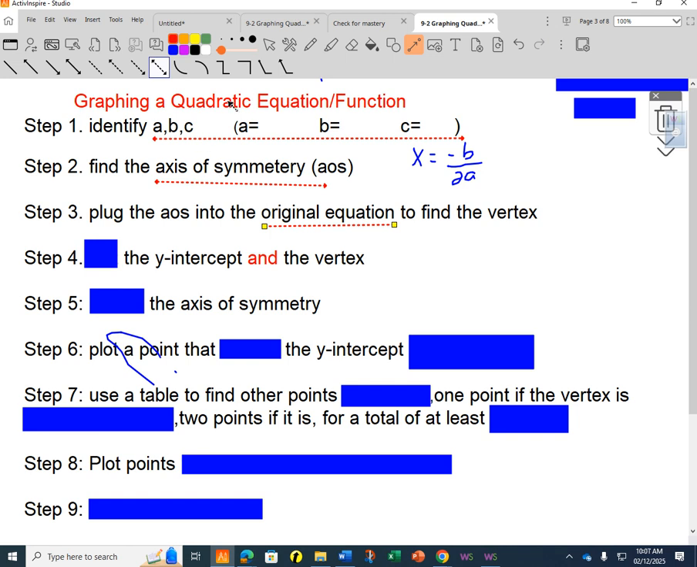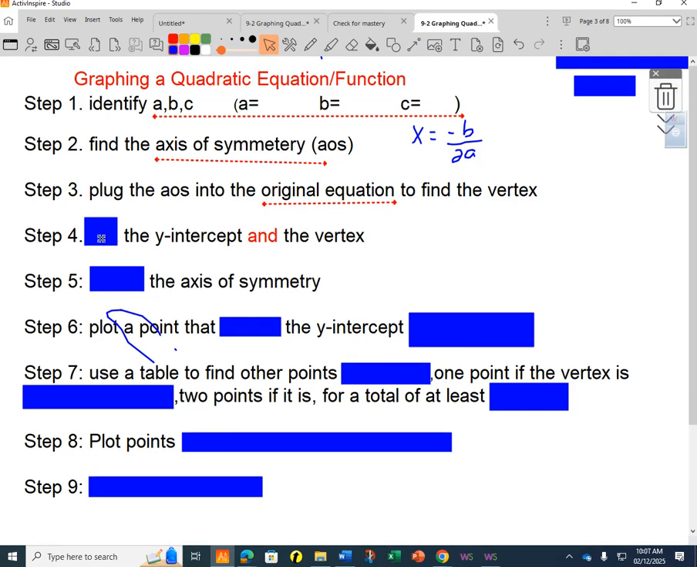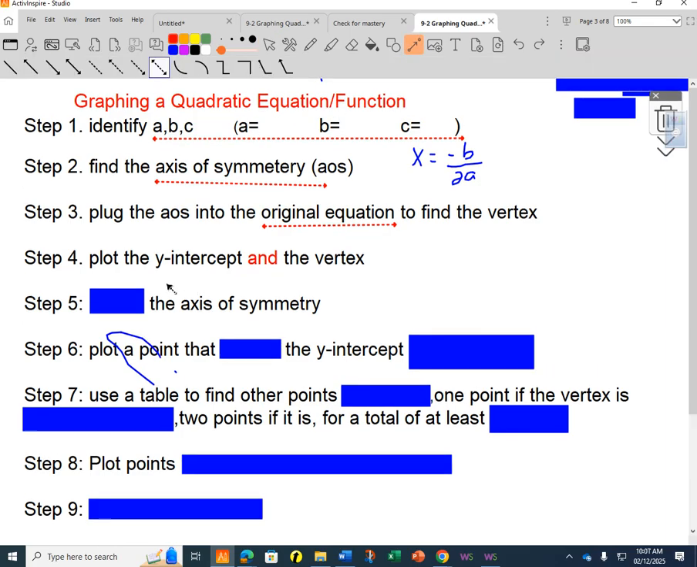So now we have not plotted any points. We've been gathering information, things that we can use to graph the quadratic equation. But now we're going to plot the y-intercept, because we can see that once we have C and the vertex. So we're going to plot the y-intercept and the vertex. So we'll have 2 points on our graph after step 4.